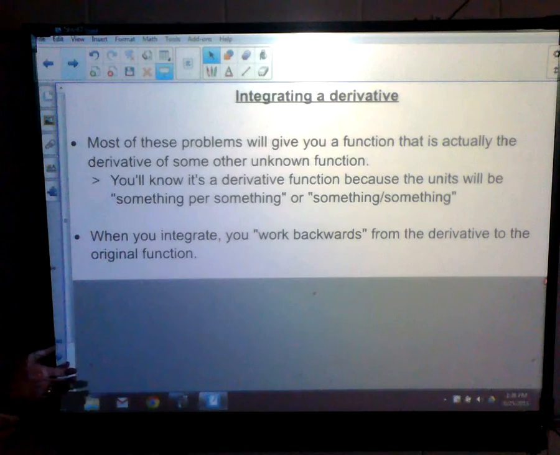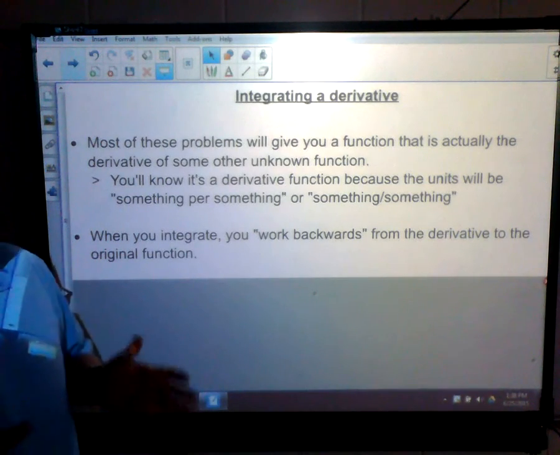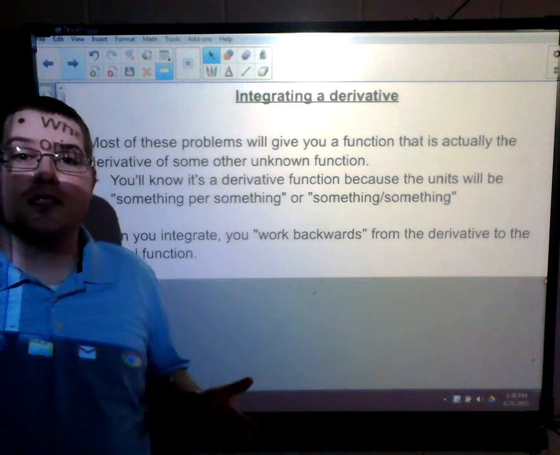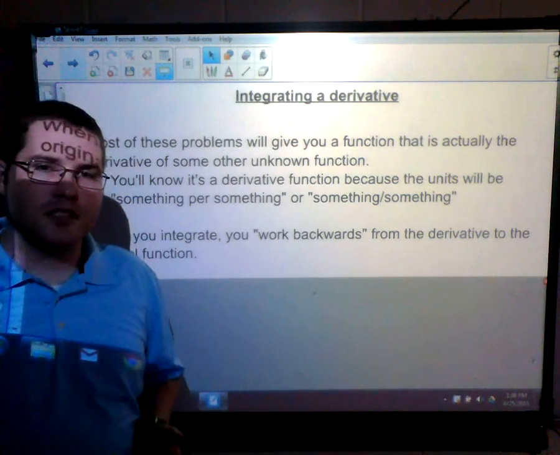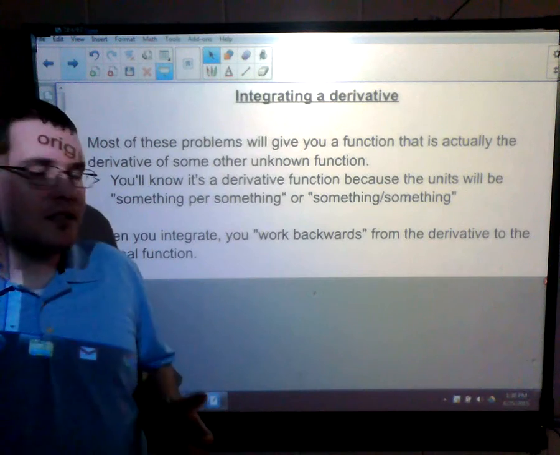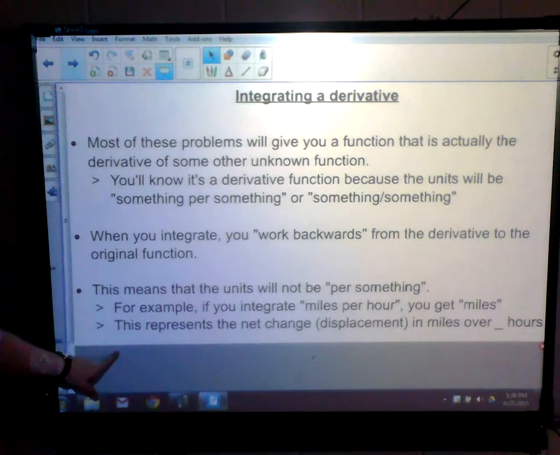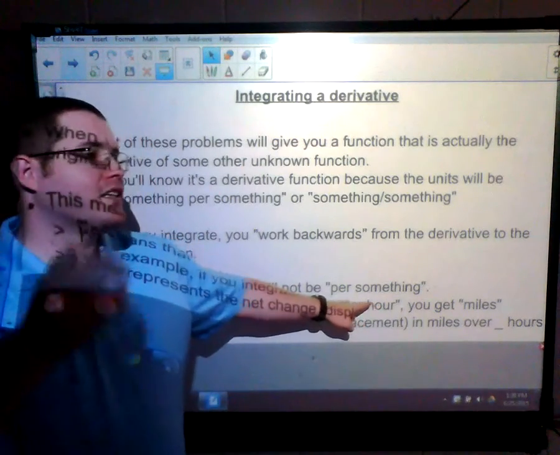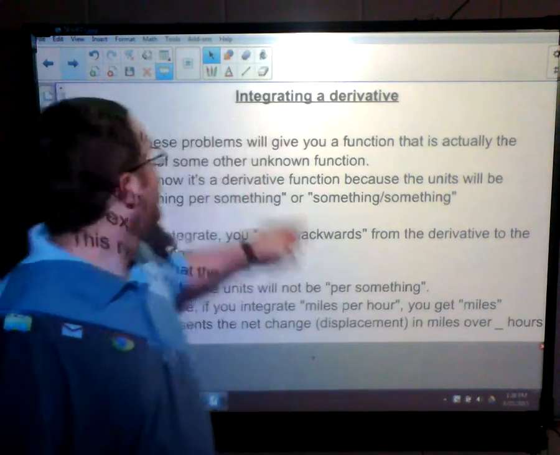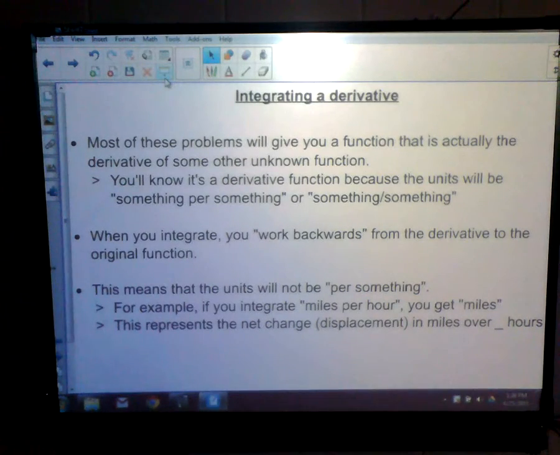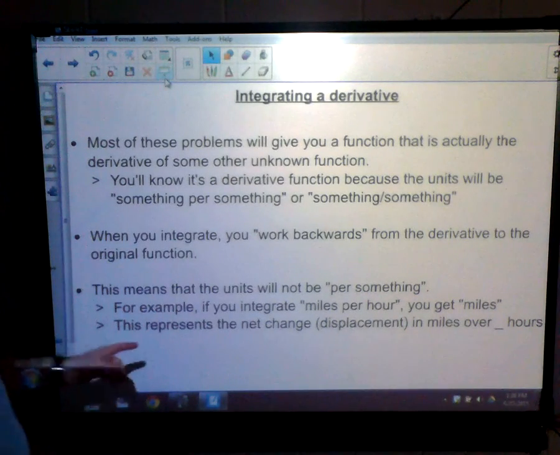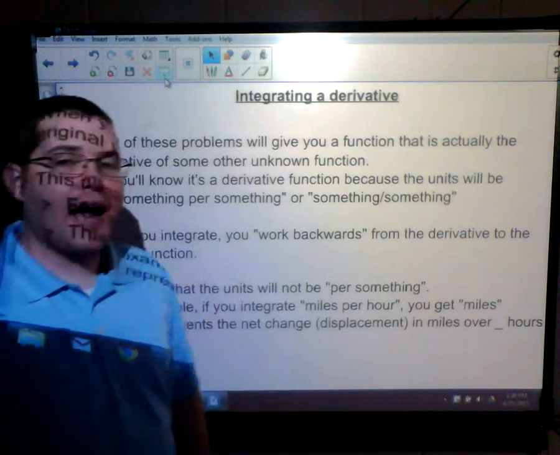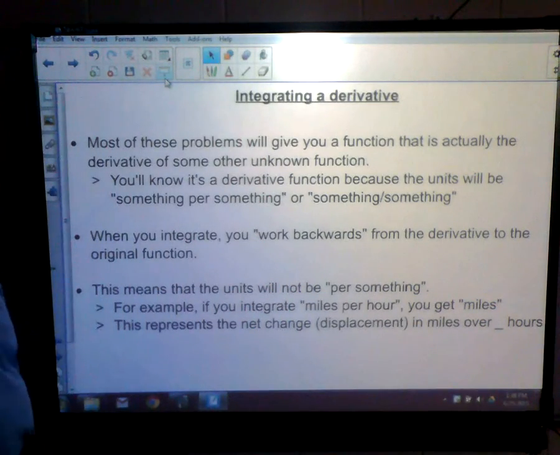So let's think about velocity. If I integrate velocity, what do I get back to? I get back to position, because the derivative of position is velocity. Let's say velocity was in miles per hour. If you integrate miles per hour, you're back to position, which is miles. That means that that integral is how far you are, your displacement, in miles over however many hours you integrated for. It'll make sense in a minute.